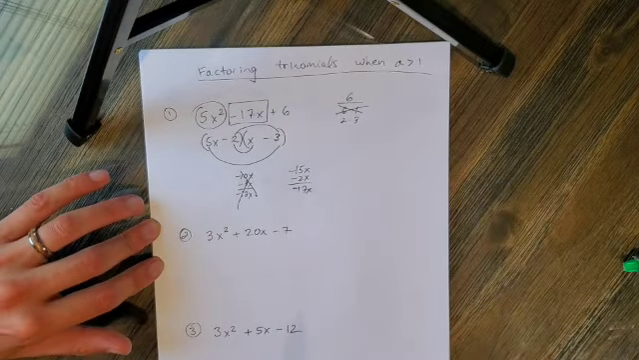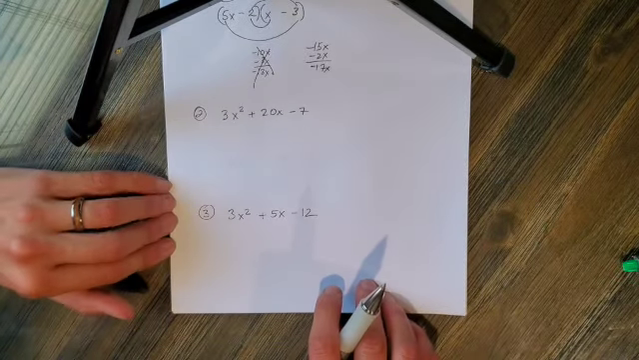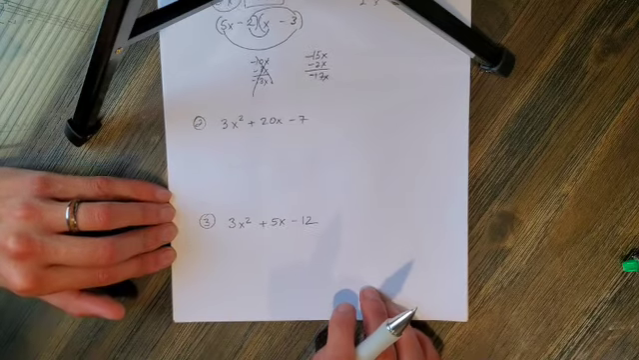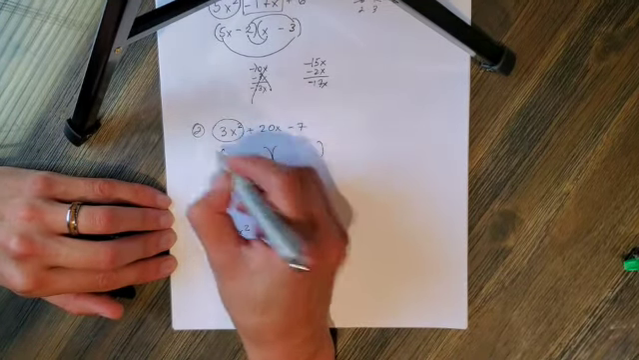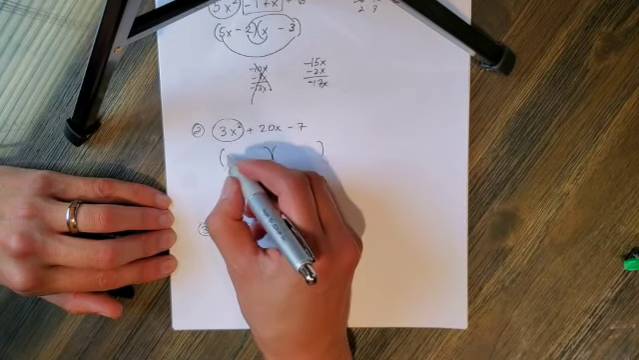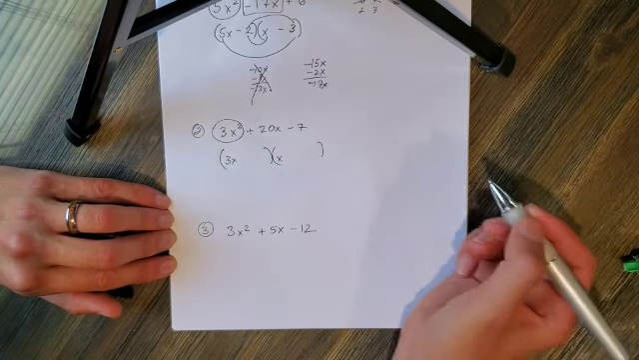Okay, so let's keep trying all these. Let's look at the next one. Go ahead and start with your parentheses and split up the first term there. So that's going to be just 3x times x.